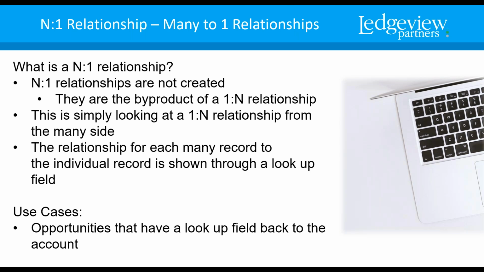Many to one, which is N:1. These are not created really by choice. They're more a byproduct of a one-to-many relationship. So you're creating accounts to opportunities, accounts to contacts, accounts to cases. Well, the flip side of a one-to-many relationship is a many to one. You're looking back up to that account. So I'm on the opportunity.